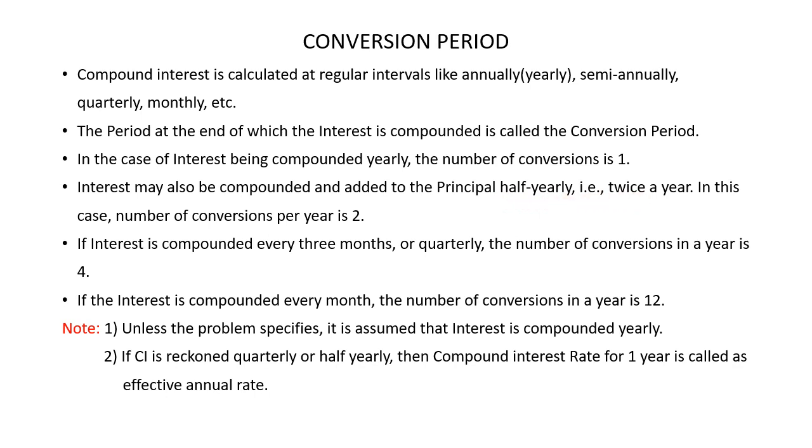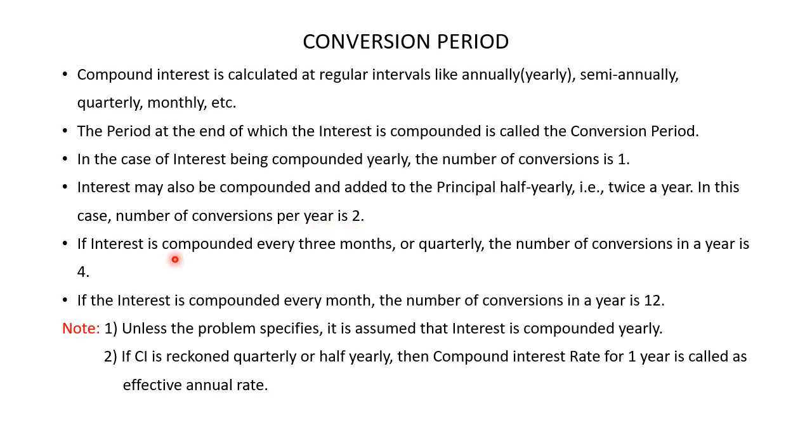In this case, the number of conversions per year is 2. Now, when interest is compounded half yearly, it means that the interest is added to the principal at the end of each half year. Now, we know that in a year there are 2 half years. So, the number of conversions per year is 2.